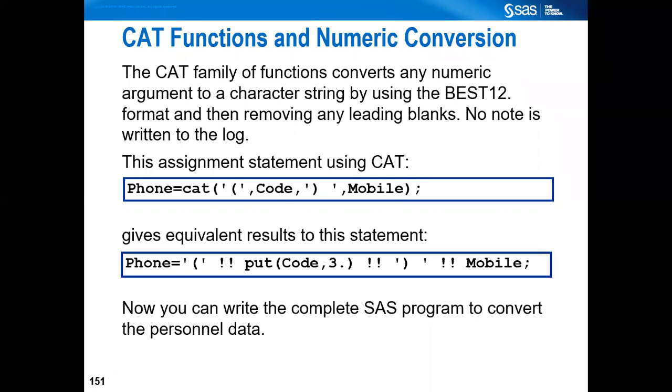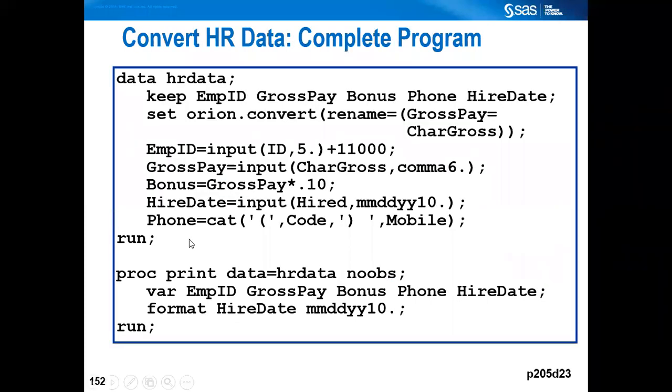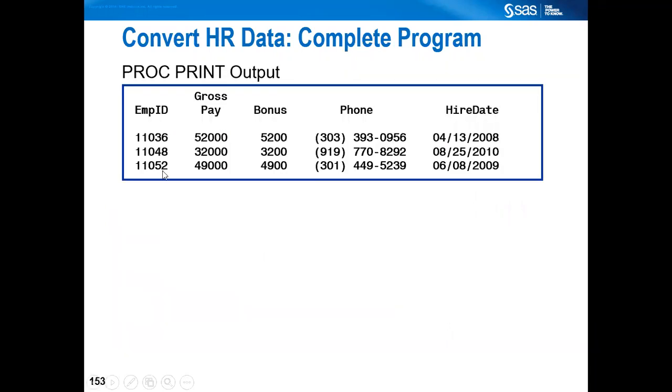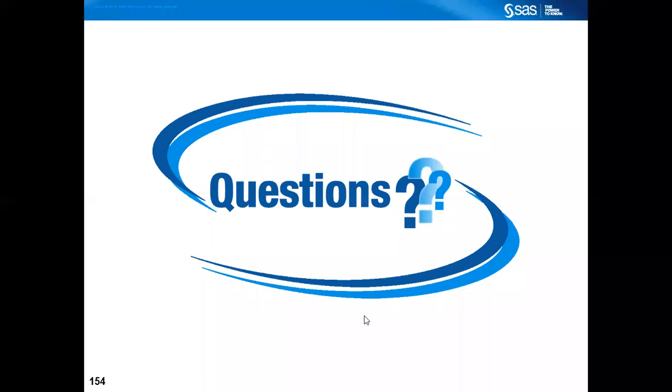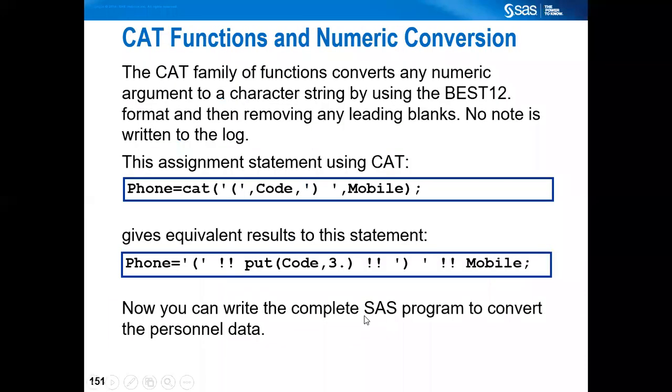Yes. So this is your combined program with the CAT function that you have used, and you get the output. So you get now ID is numeric, gross pay numeric, new column is bonus, which is a calculation of 10% of your gross pay. Phone, which is converted from numeric to character for this code value. And of course, hire date is numeric, but you have applied a format on it.